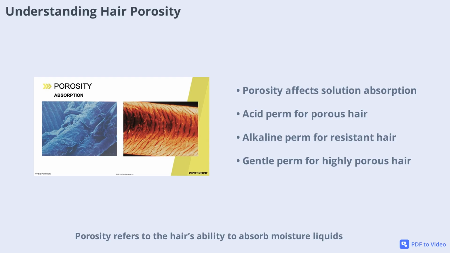Porosity refers to the hair's ability to absorb moisture, liquids, or chemicals. Highly porous hair absorbs perm solution more readily, while resistant hair may need an alkaline solution to soften the cuticle. For excessively porous hair, a gentler, slower-acting perm is recommended, and pre-wrapping products can help recondition the hair before service. Knowing the porosity level allows you to customize your approach for the healthiest, most effective results.